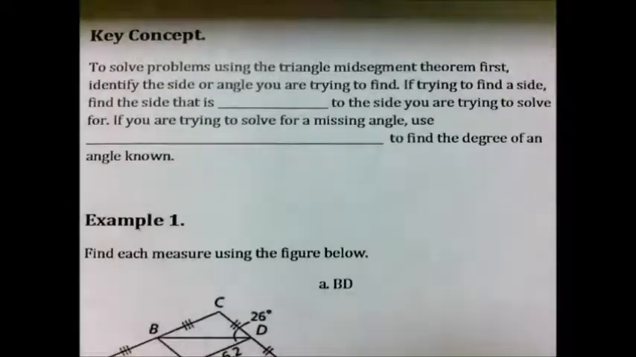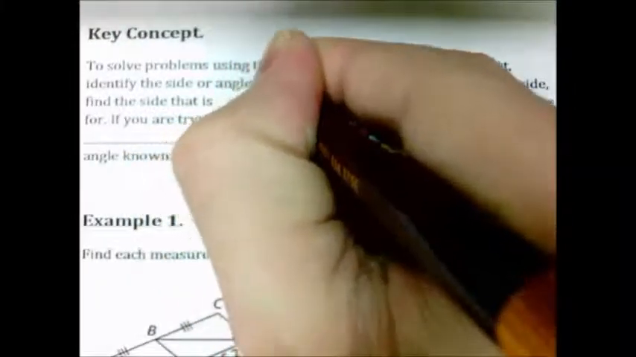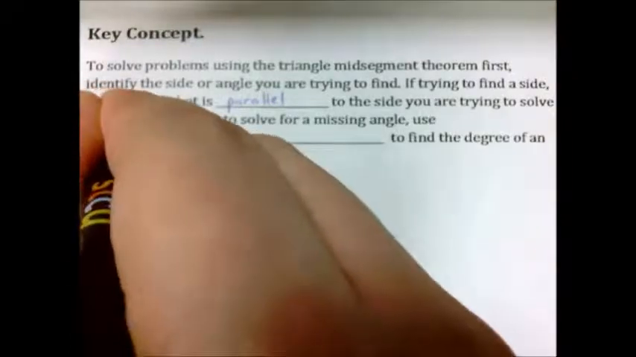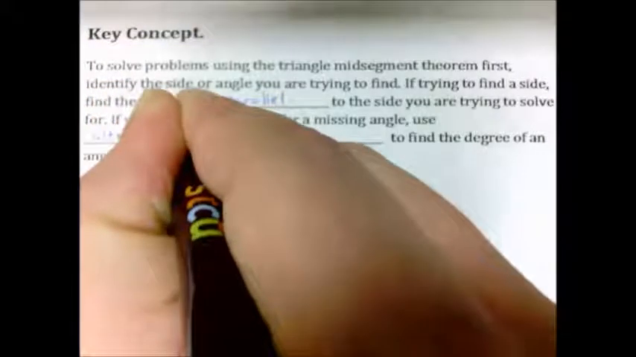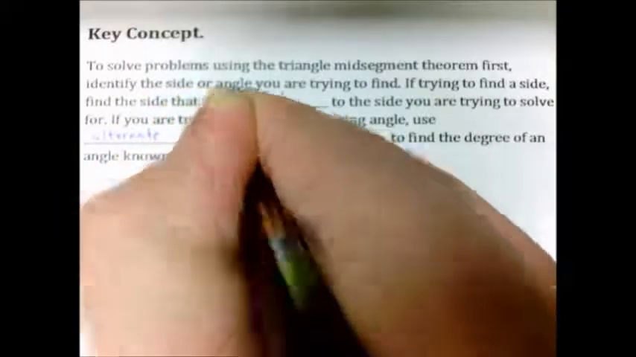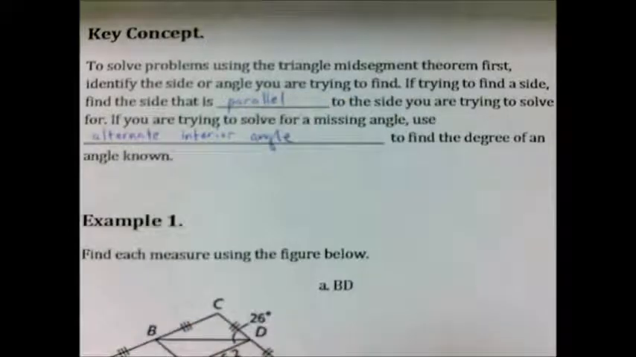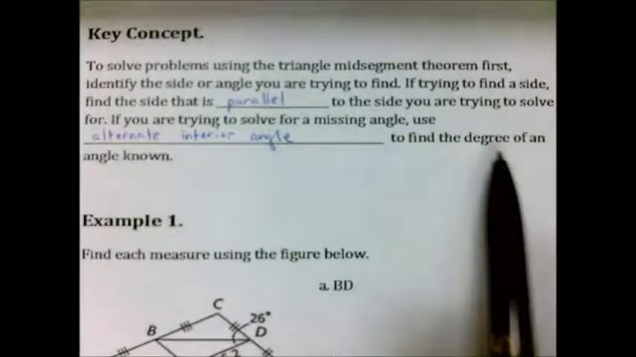So the key concept here is, in order to solve problems using the triangle midsegment theorem, the first thing you need to do is identify the side or angle you are trying to find. If you are trying to find a side, find the side that is parallel to that side you are trying to solve for. And if you're trying to solve for a missing angle, use the alternate interior angles. We're creating a bunch of transversals in here, so we can use the alternate interior angles to find the degree of an unknown angle.